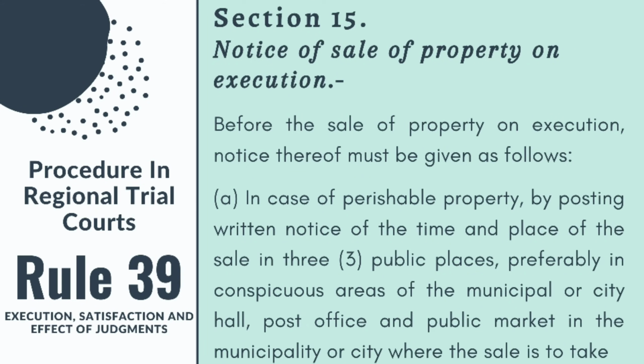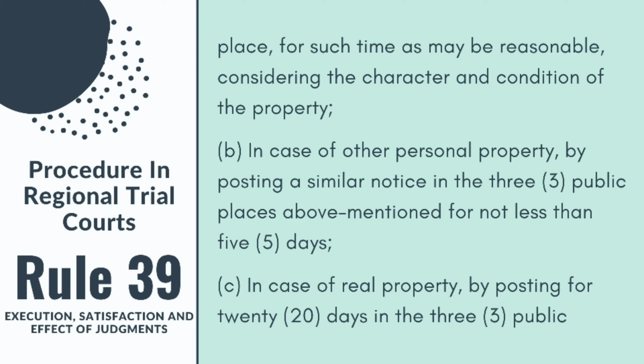Section 15. Notice of sale of property on execution. Before the sale of property on execution, notice thereof must be given as follows. A. In case of perishable property, by posting written notice of the time and place of the sale, in 3 public places, preferably in conspicuous areas of the municipal or city hall, post office and public market in the municipality or city where the sale is to take place, for such time as may be reasonable, considering the character and condition of the property.